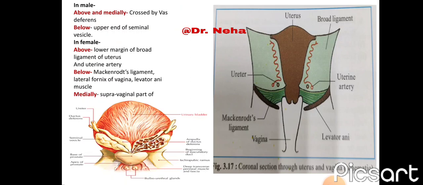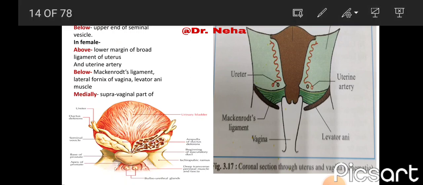Then in case of males, above and medially it is crossed by the vas deferens, as we can see in the diagram. This is the vas deferens, and below it is related to the seminal vesicle.